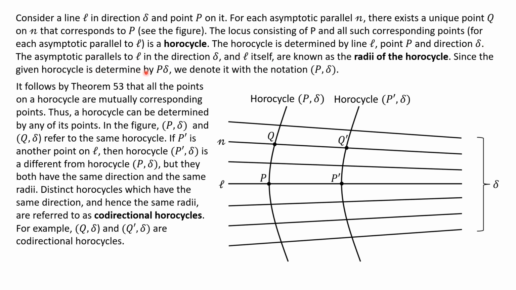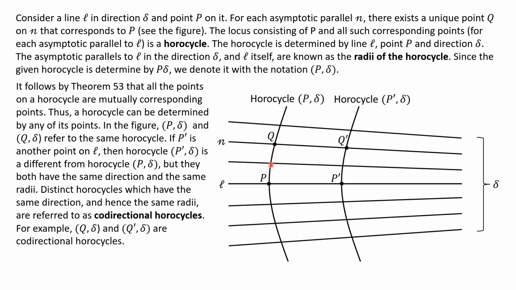Since the given horocycle is determined by P and delta, we denote it by P comma delta. So this is one horocycle. It follows by theorem 53 that all points in the horocycle are mutually corresponding points. So Q is corresponding to P, this point here is corresponding to Q, this point here is corresponding to this point, and all the way through. Thus, a horocycle can be determined by any of its points. In the figure on this slide, P delta is the same as Q delta.